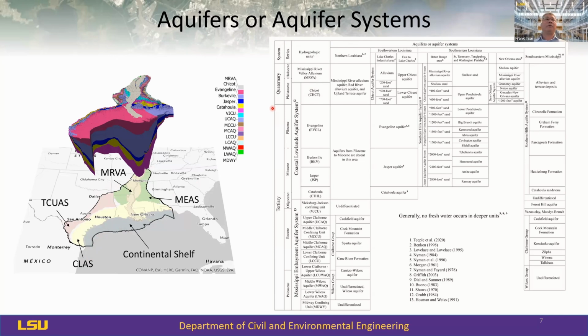In northern Louisiana, the aquifer system is within the Mississippi Embayment aquifer system. However, in southwest and southeast Louisiana, it is covered by the Coastal Lowlands aquifer system. Later on, you will see we have around 15 different aquifers, starting from the Mississippi River Valley alluvium, the Chicot aquifer, the Evangeline aquifer, all the way down to the Claiborne, Wilcox, and Midway. So that's the complex system we have, and we want to model it based on the data we have.